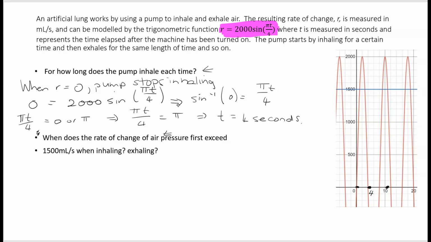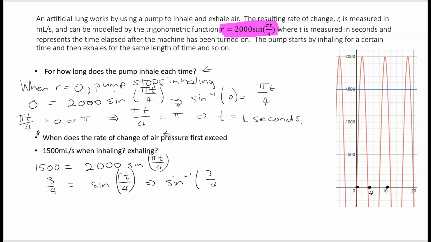Now, when does the rate of change of air pressure first exceed 1500? Well, that's what we're going to do. 1500, we're going to solve that, is equal to 2000 sine pi t over 4, and again we need to take the inverse sine, so we're going to divide both sides by 2000, so I get 3 over 4, and that means that sine inverse of 3 over 4 equals pi t over 4. Sine inverse of 3 over 4 is 0.848 or pi minus 0.848.